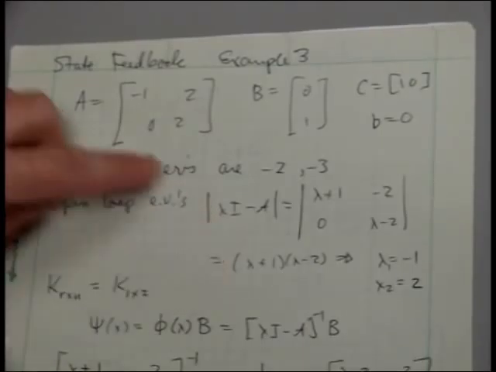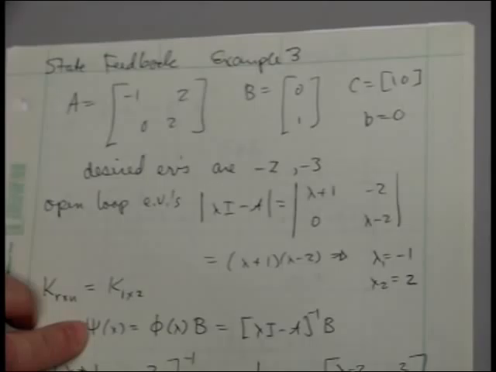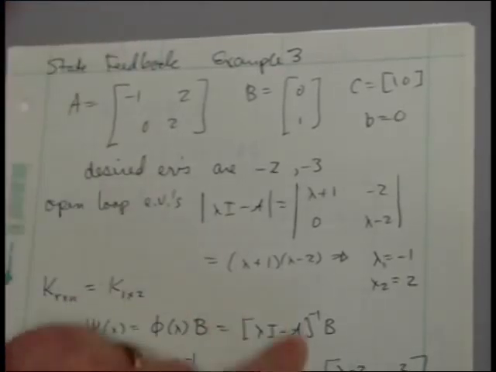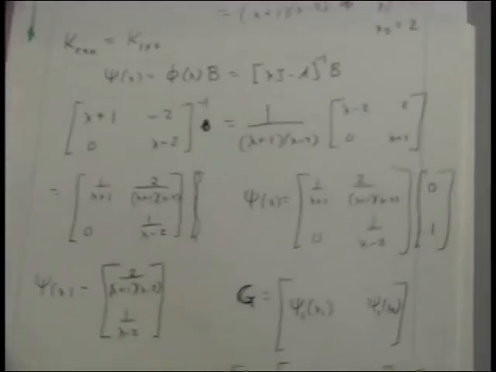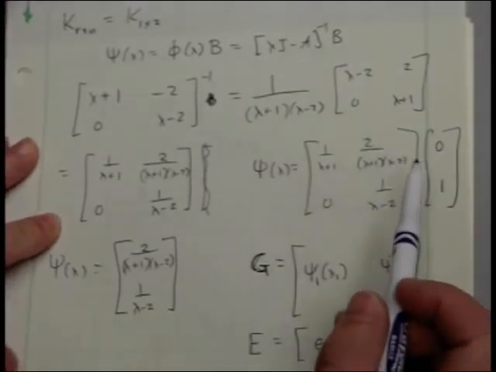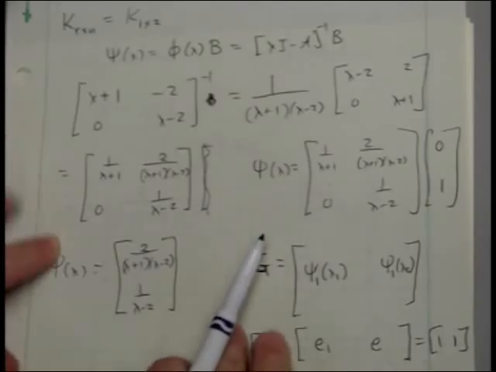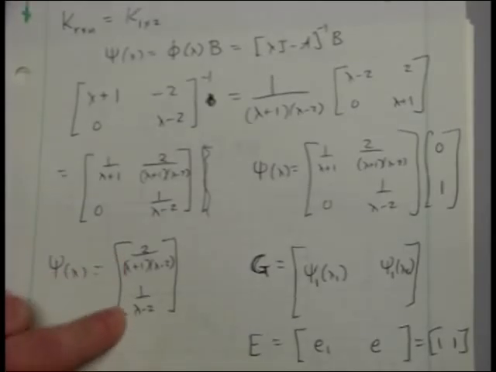And so we go through, we find our psi matrix. For state feedback, psi is just phi times B, and again phi is lambda I minus A inverse. So we went through that work. We found our psi matrix, and since B is 2 by 1, our psi matrix has only one column.